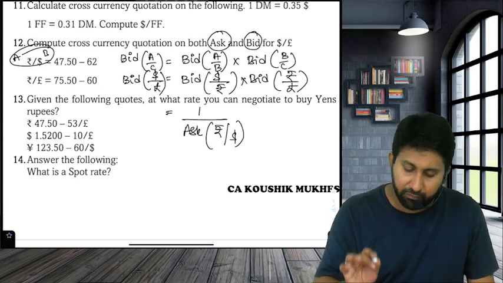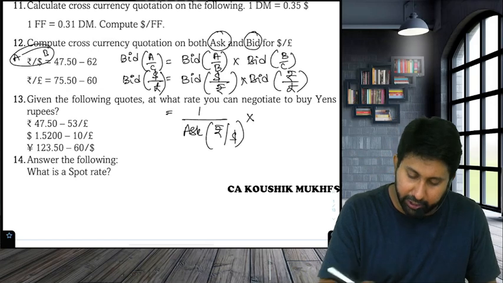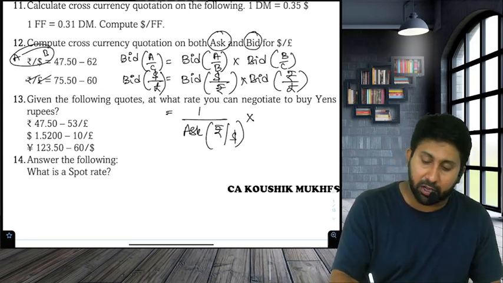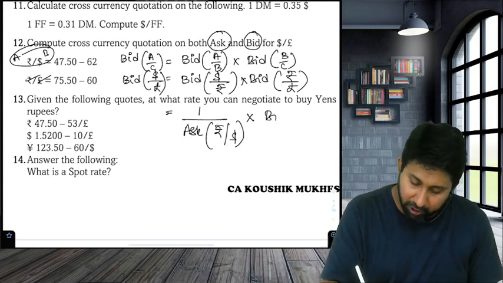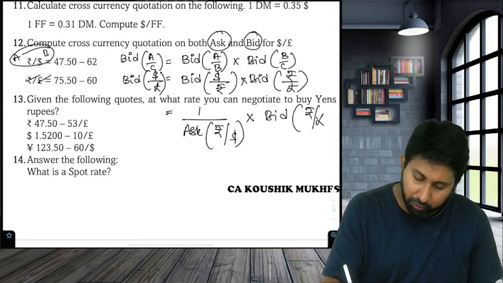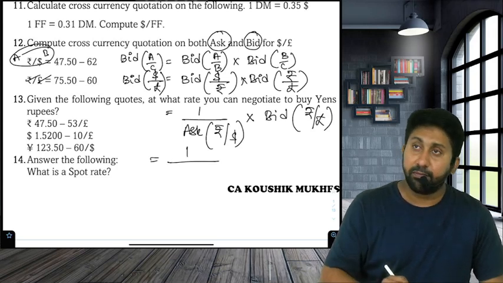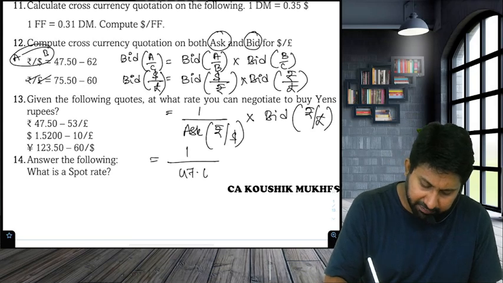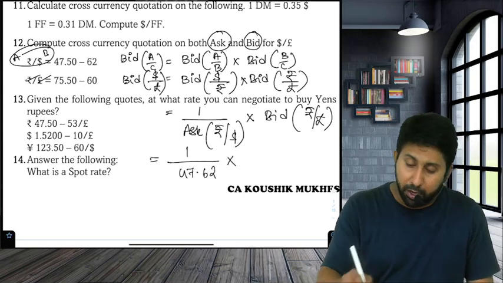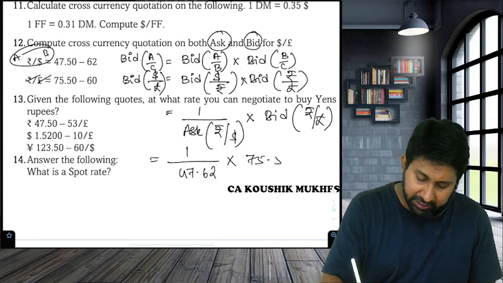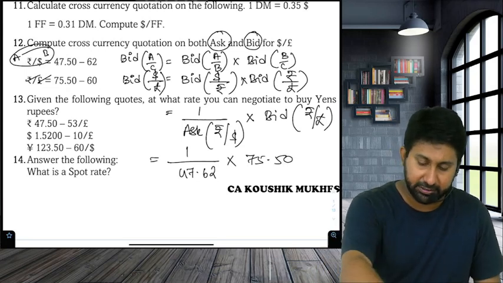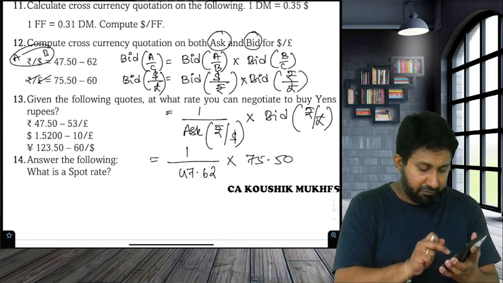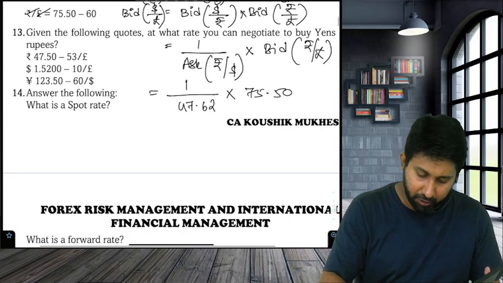So 1 by ask of rupee by dollar, into, in the given quotation, bid is given as rupee by pound. Yes, it is already given rupee by pound, therefore you can write it as bid of rupee by pound. So 1 by ask of rupee by dollar, that is 1 by 47.62, into bid of rupee by pound, that is 75.50. Take calculators, everyone. 75.5 divided by 47.62.